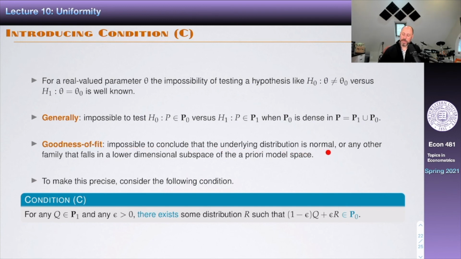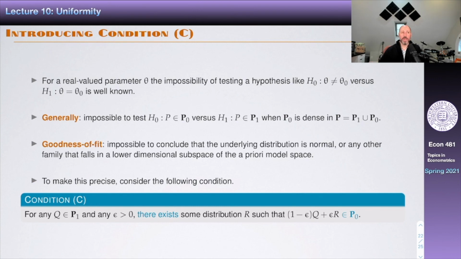It's impossible to conclude that the underlying distribution is normal or any other family that falls in a lower dimensional subspace of the a priori model space. So, for example, typically if you want to test that some distribution is normal, you maintain the null that it is normal, right? And then think about when you teach that to some undergrad or grad student who wants to go against what you're saying. They will say, well, why don't you just do the opposite? The null hypothesis is what you accept as the status quo, right? You're telling me that you're accepting that the distribution is normal, and then you're just going to be rejecting that the distribution is normal if you have enough information. Why don't you just test the other way? Why don't you just assume that the distribution could be anything and that the alternative is that it is normal or something like that? Well, we're going to see that with this condition C.